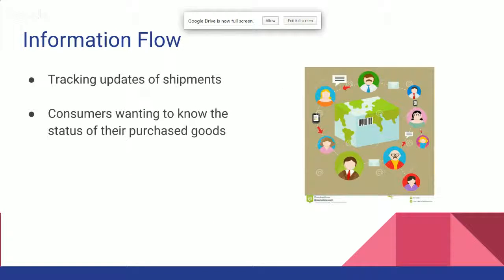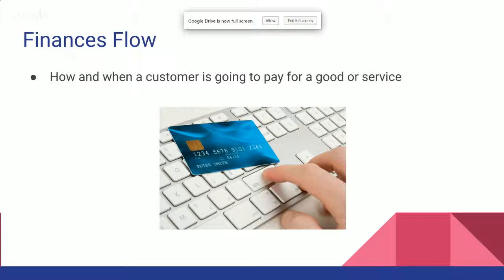Information flow involves the tracking updates of shipments. This is very crucial to the customer because they want to know the status of their purchased goods and where it is with regards to the shipping process. Being able to track this is very beneficial to the customer because they know when they should be expecting to receive their package. And then the finances flow deals with how and when a customer is going to pay for a good or service. So this is more geared towards the actual payment process and involves debit or credit cards when used online for online shopping.